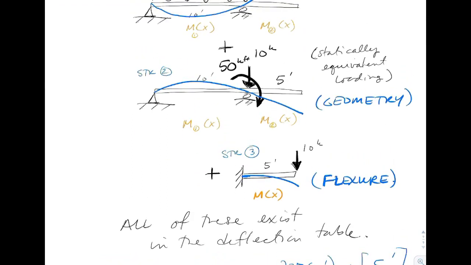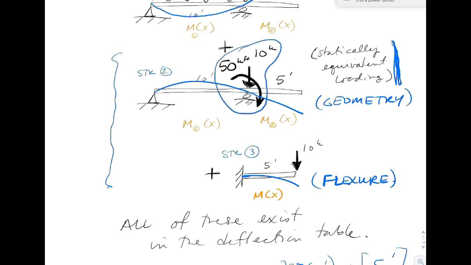This is how we analyze it, and we'll end up using our deflection tables to do it. We're going to create a statically equivalent point load. That 10 kip load that was sitting out at the end, we're going to make a statically equivalent force couple system back at the roller. That gives us something that is now in the deflection table. We've got it simply supported with an applied moment at the end. And so we can use the table to help us find theta at the roller.